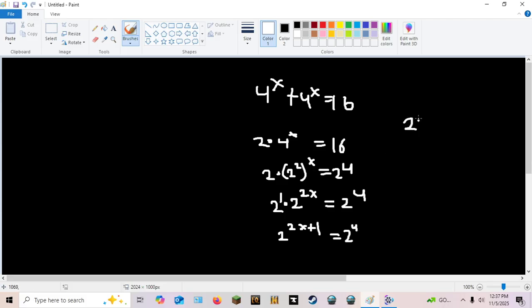Now, after I did that, I can set the exponents equal to each other since the bases are the same. To get x by itself, I need to subtract 1 from both sides. The 1 cancels. 2x equals 4 minus 1, which equals 3. I need to divide both sides by 2. X is 3 over 2.